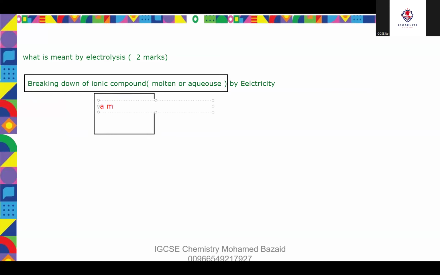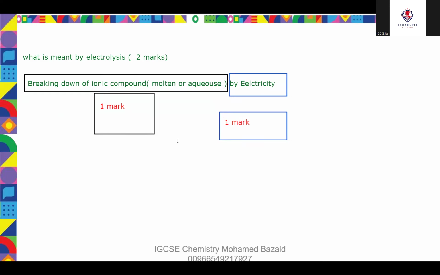1 mark. Okay? This is 1 mark. And imagine 1 mark for the word electricity. It is very important to understand, but it is most important to know what you have to write, isn't it? So 1 mark for breaking down ionic compound, molten or aqueous, and 1 mark for the word electricity. Clear for everyone?